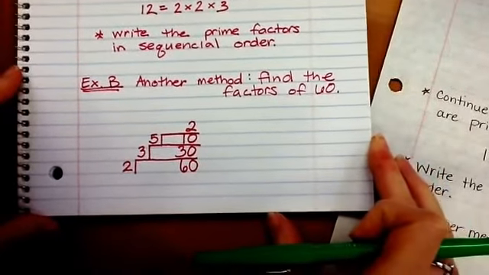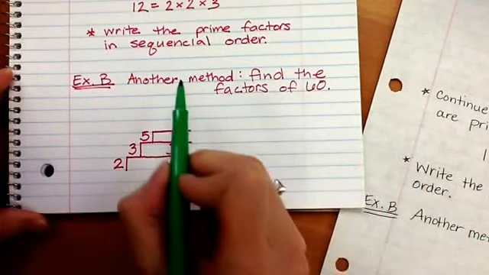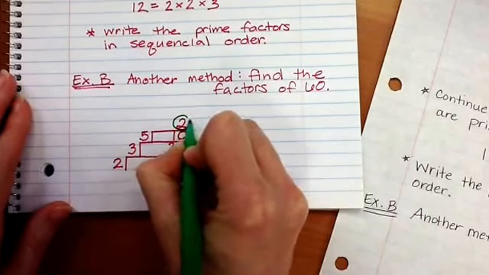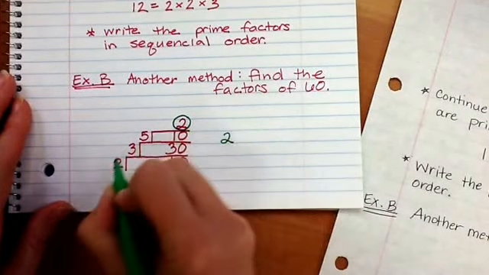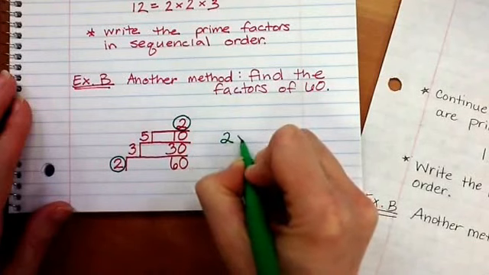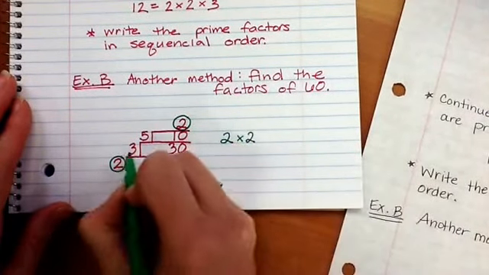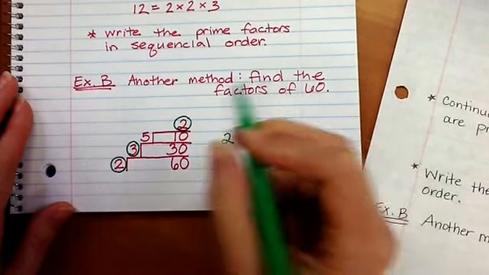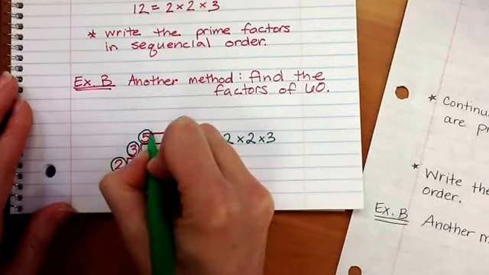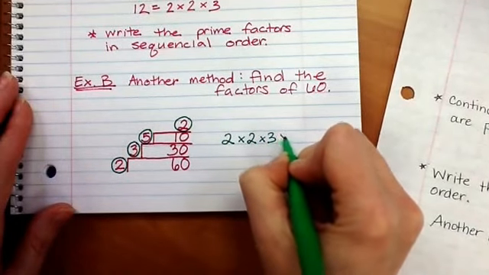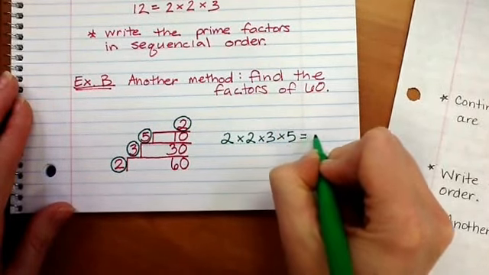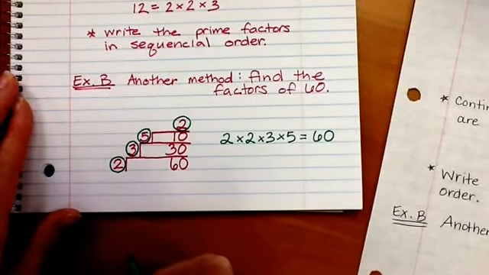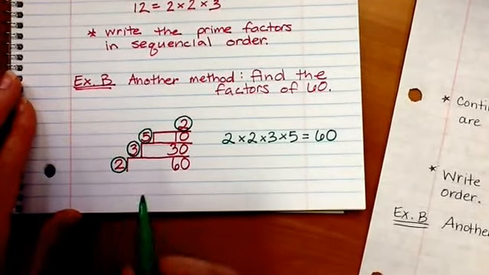And when I go to write this, I want to make sure to write the prime factors in sequential order. So I'm going to begin. I'm going to start with my 2. I'm going to write that over here. I see I have another 2 down here, so I'm going to say 2 times 2. Next would be 3. So 2 times 2 times 3. And then the last one is 5. 2 times 2 times 3 times 5 equals 60. And that's how you would find the prime factorizations using the long division notation.